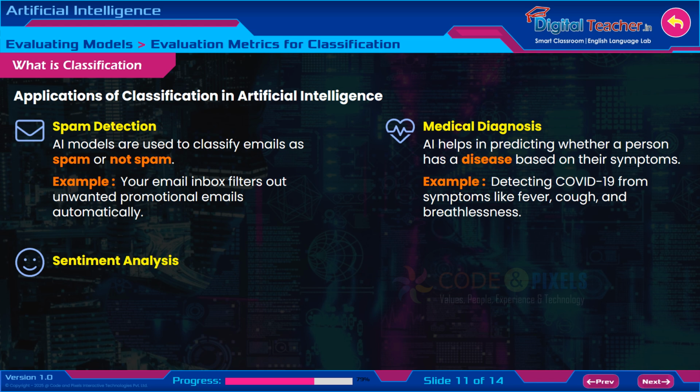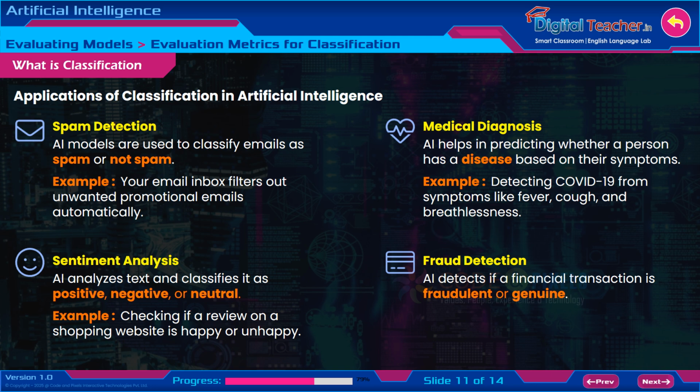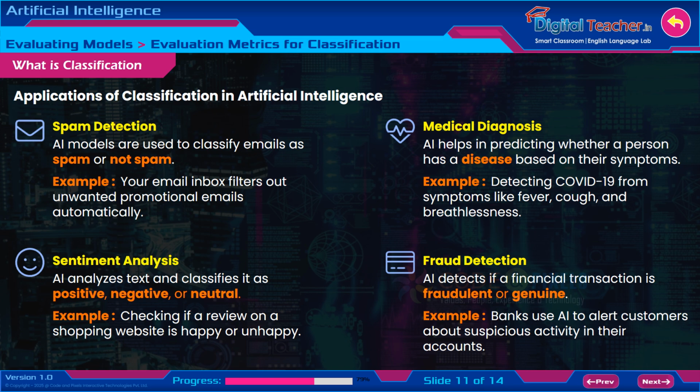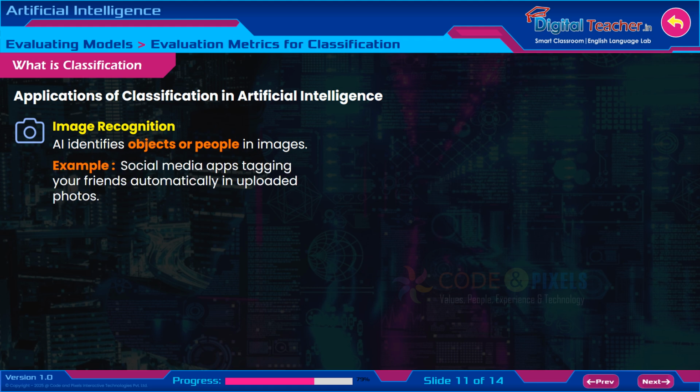Sentiment analysis. AI analyzes text and classifies it as positive, negative, or neutral. Example, checking if a review on a shopping website is happy or unhappy. Fraud detection. AI detects if a financial transaction is fraudulent or genuine. Example, banks use AI to alert customers about suspicious activity in their accounts. Image recognition. AI identifies objects or people in images. Example, social media apps tagging your friends automatically in uploaded photos.